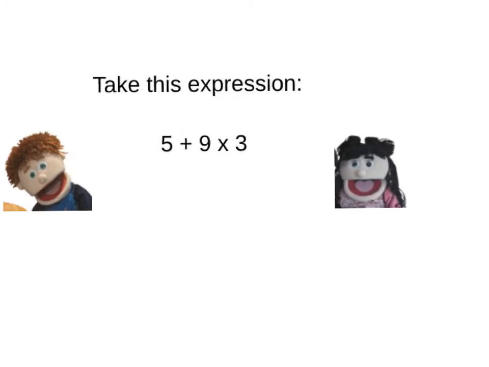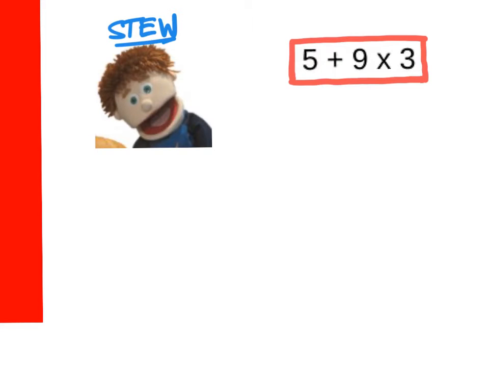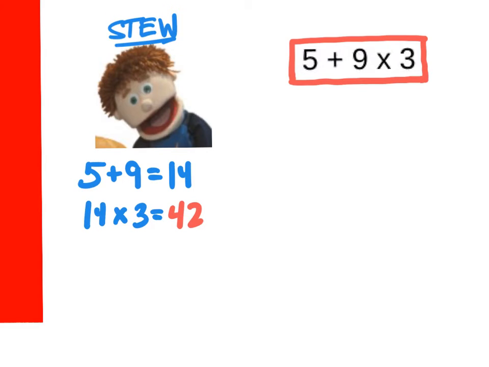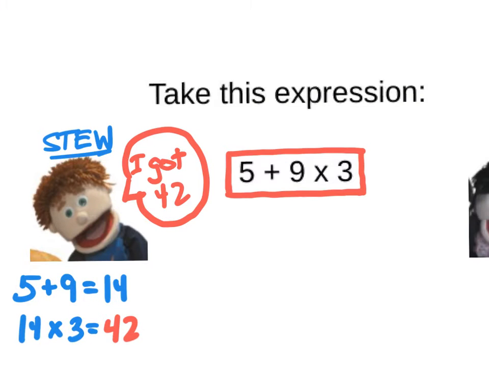Why is it a great question? Well, take this expression for example. 5 plus 9 times 3. Stu takes a look at this question, and he does 5 plus 9 first. That gives him 14. Next, Stu takes 14, and he multiplies it by 3, and he gets 42. Hey, Mr. Millard, I got 42!